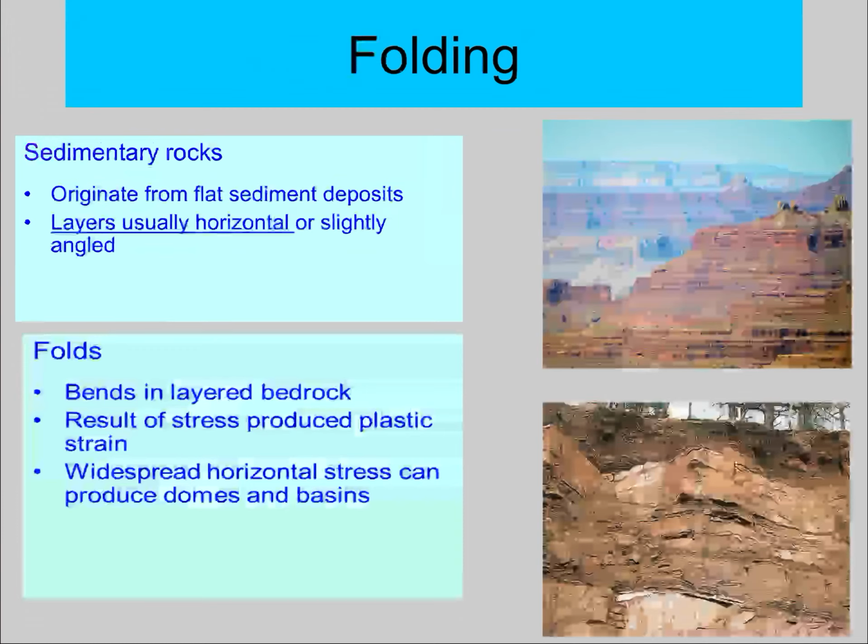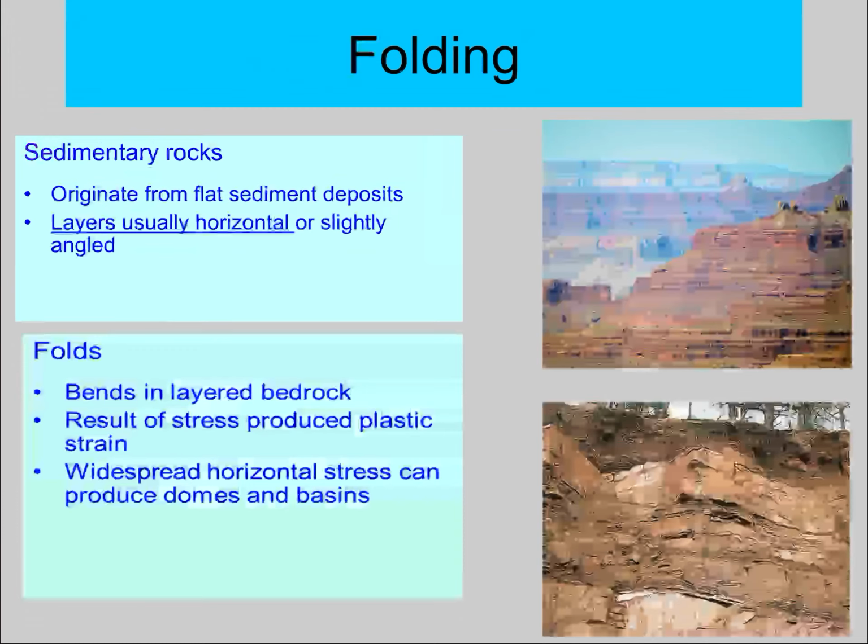So we have to remind ourselves that sedimentary rocks are going to be the rocks that are broken down from other existing rocks or are made up of previously existing rocks. So sedimentary rocks are going to originate from flat sediment deposits, meaning when the sediment's laid down on the ground, it's going to be done so in a horizontal layer, and then those layers are going to form on top. They can be slightly angled, as you see here in the bottom image, but as you see in the top image, these are very clearly lines of sedimentary bedrock.